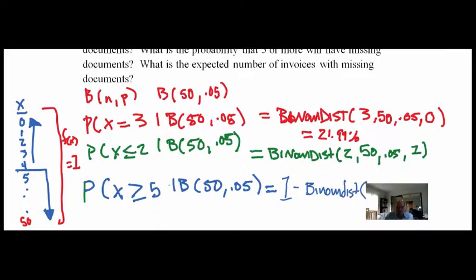but instead of 5, let's look at my picture. I actually want to look at 4, because if I do 5, it'll include 5, and I want 5 to be included down here. So if I include 4, it'll find everything smaller than or equal to 4. Subtract that from 1, and then I should be good to go. So 4, comma, 50, comma, 0.05, comma, 1, because I want the cumulative. I want it all. And that's the right answer right there.